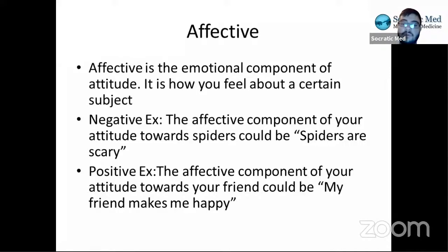A positive example could be your attitude towards your friend. I'm assuming most of you like your friends and have a positive attitude towards them. So the affective component of your attitude towards your friend could be, my friend makes me happy. Again, for the affective component, we're looking at an emotion or a feeling towards the subject. In this case, the emotion is happiness, and it's directed towards your friend. Okay, very simple so far.